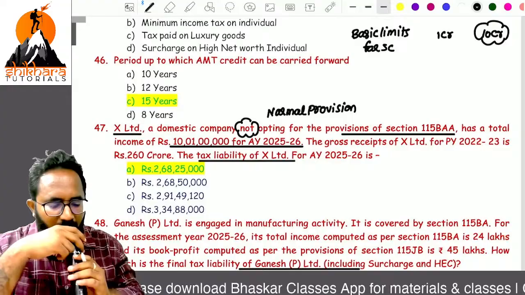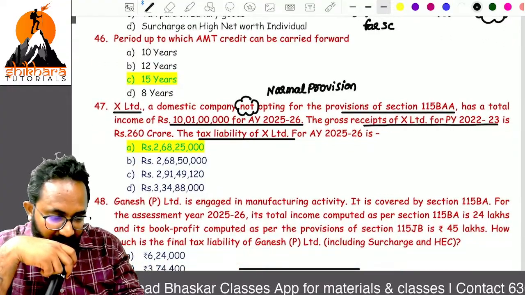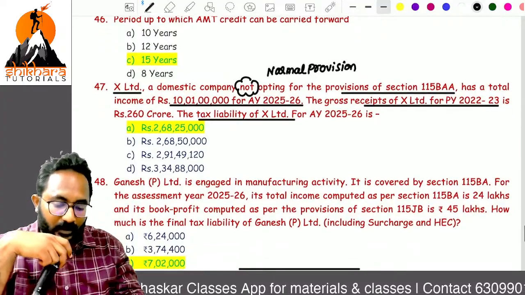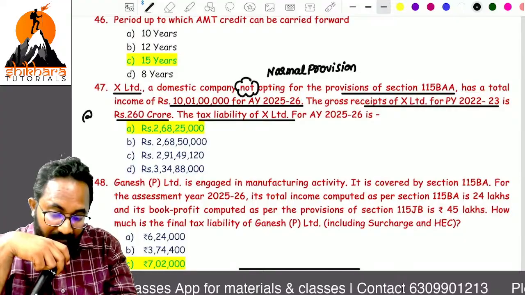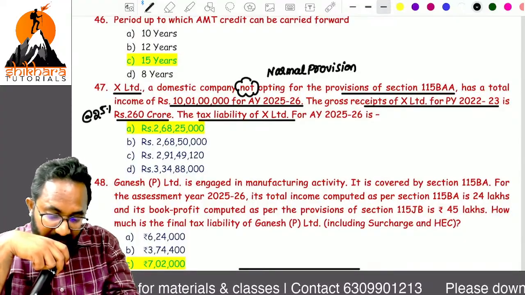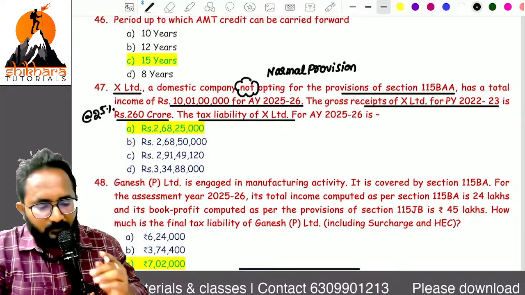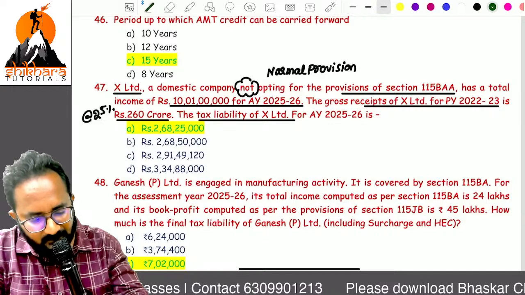First step is what? Here gross receipts of this company are given as 260 crore, which is less than 400 crores. That's why the 25% tax rate is applicable. Shall we do it? Yes, quickly we can do it. Along with me, please tell me the answers.